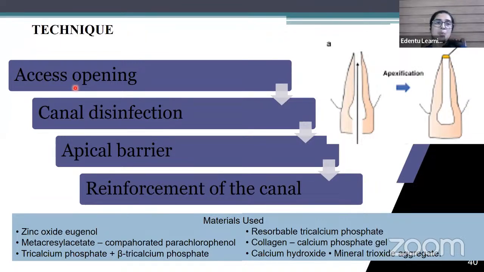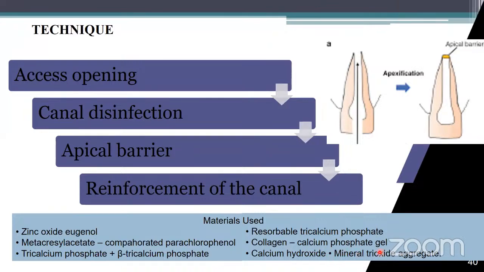Yeah, so we have to start with the access opening, the canal disinfection, placement of this apical barrier, and the reinforcement of the canal. And the different materials, again, a very important point that you have to keep in your mind. The different materials that we use for apexification are zinc oxide eugenol, and then we have the camphorated parachlorophenol, tricalcium phosphate, and a combination of beta tricalcium phosphate, resorbable tricalcium phosphates, collagen calcium phosphate gel, calcium hydroxide, and the ones which we use very commonly are the derivatives of calcium hydroxide, that is MTA or Biodentine, etc.